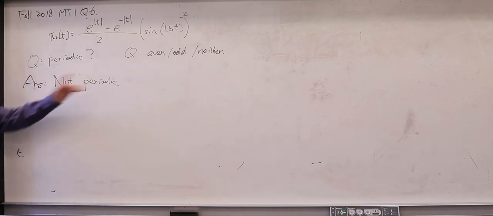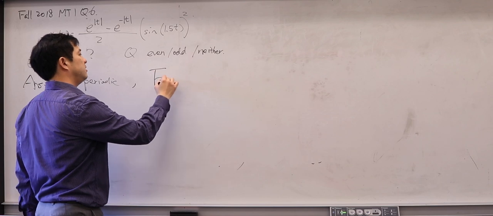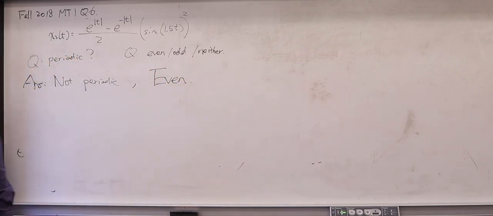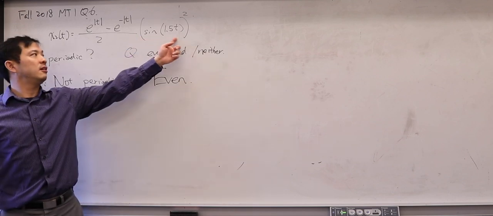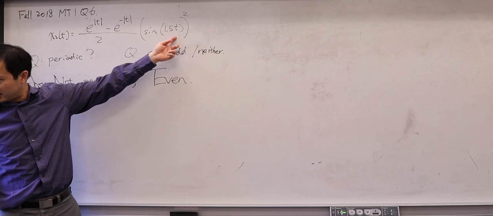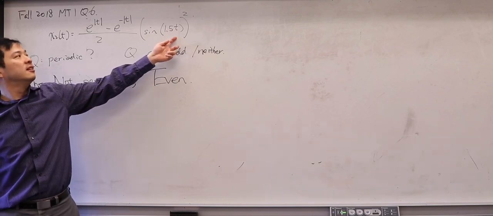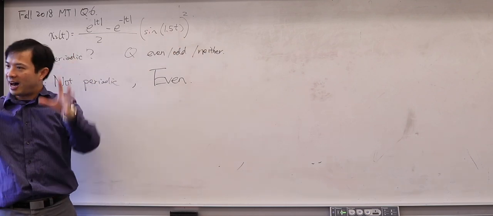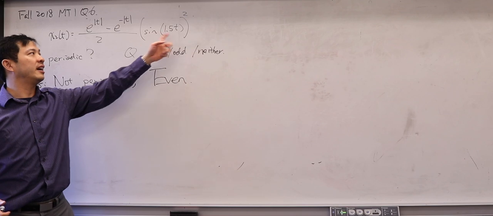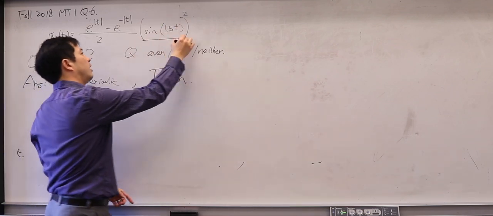Let's now look at whether it's even, odd, or neither. The answer is it's an even signal. Why is this an even signal? The reason is that here sine is an odd signal, but once you square it, you get an even signal. So odd multiplied by odd gives you even. Therefore, the sine squared is even. So this part is even.